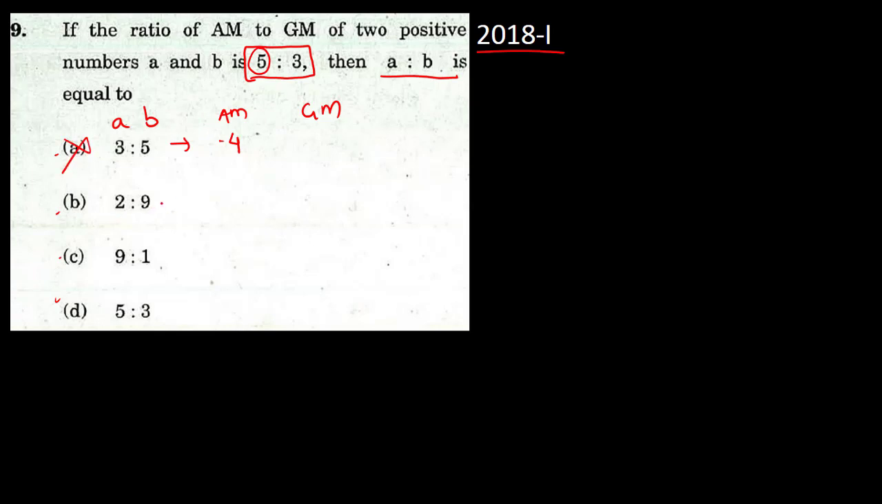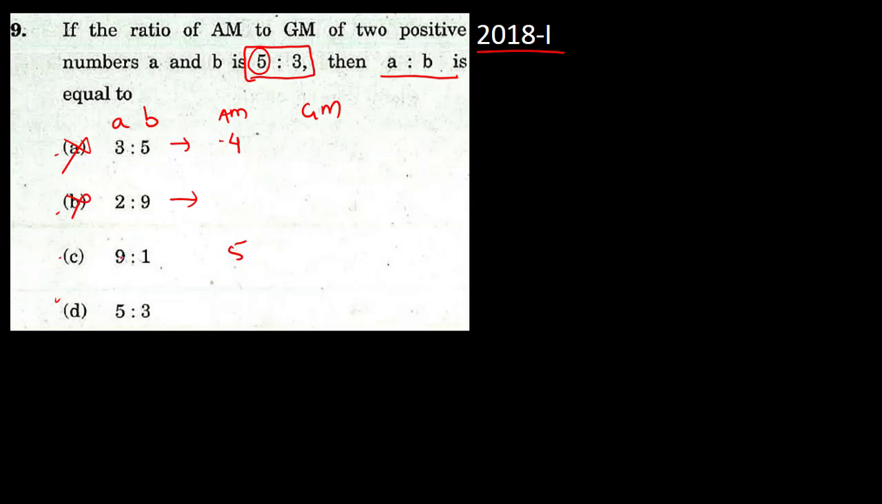2 and 9. AM कितना है इसका? It is 11 by 2. Definitely it is again going to be wrong. What I want? I want AM to be 5. Okay. What is this option? 9 plus 1 is 10. 10 by 2 is 5. Yes, ये हो सकता है भाई ऑप्शन. ठीक है, 5.